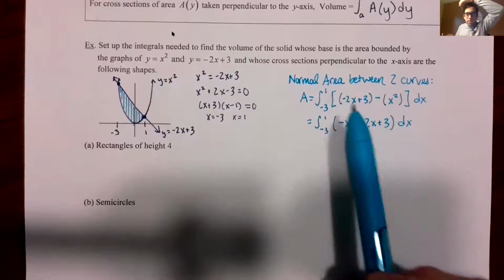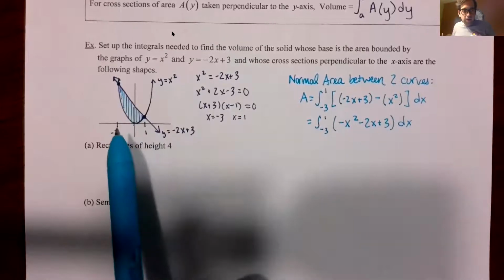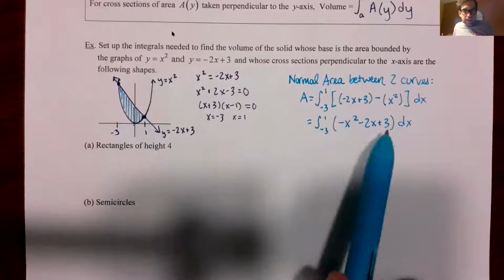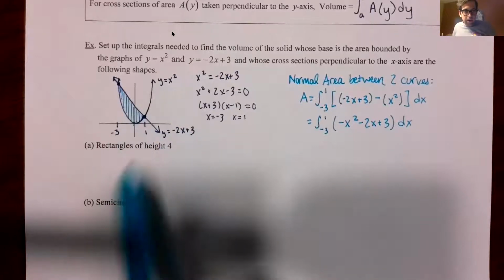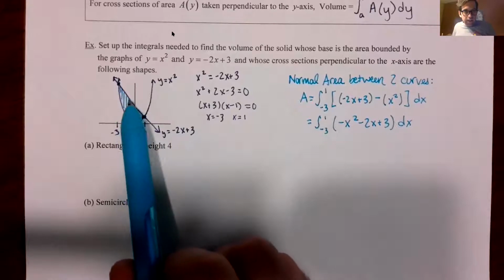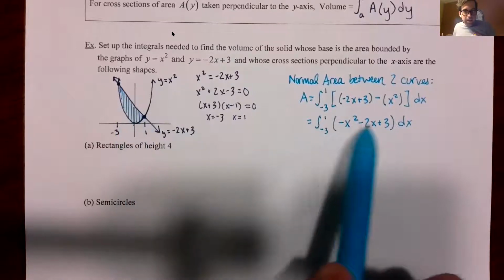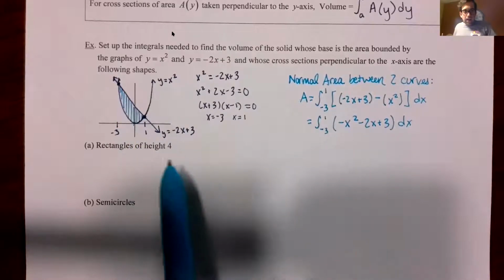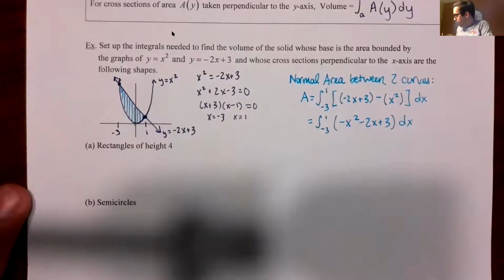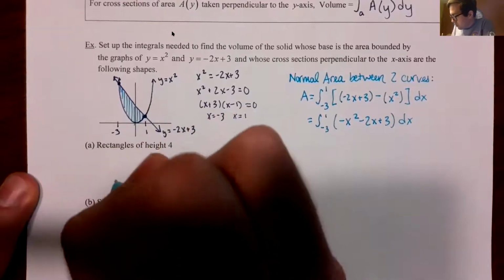So this is the area between the two curves, right? If I plug in any x value into this, it'll tell me the length of that line segment in there. So if I plug in negative 1, it's going to tell me the length of this line segment in here. If I plug in 0.5, it'll tell me the length of that line segment. That's what this is saying. If we want rectangles of height 4, the first thing I'm going to do is sketch what this is going to look like.